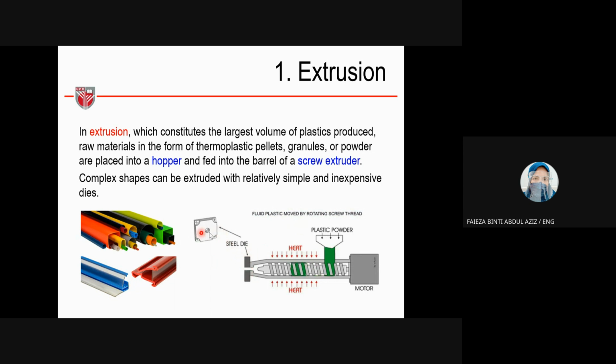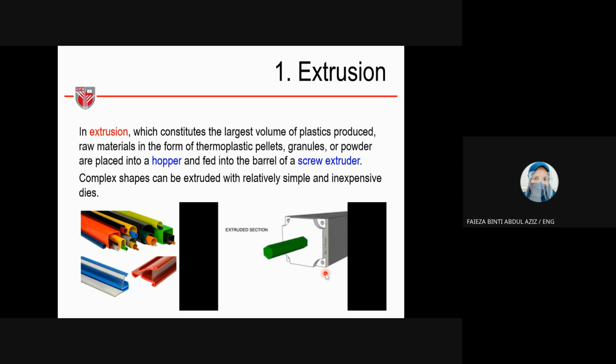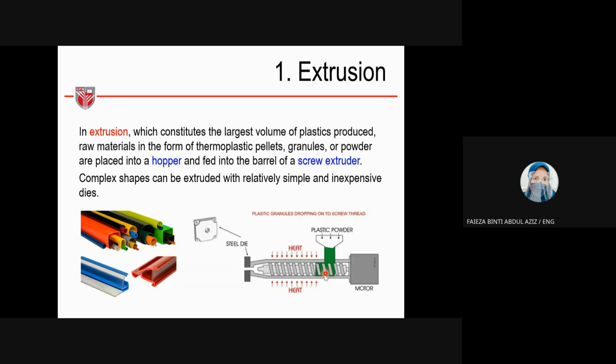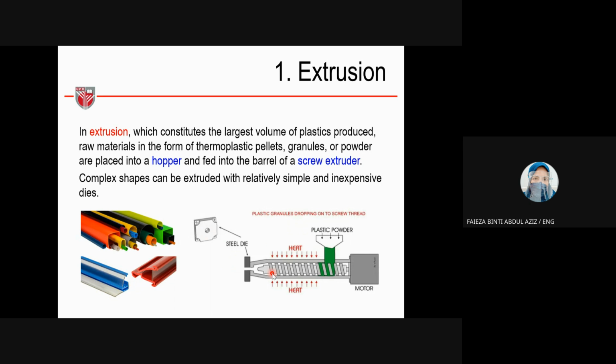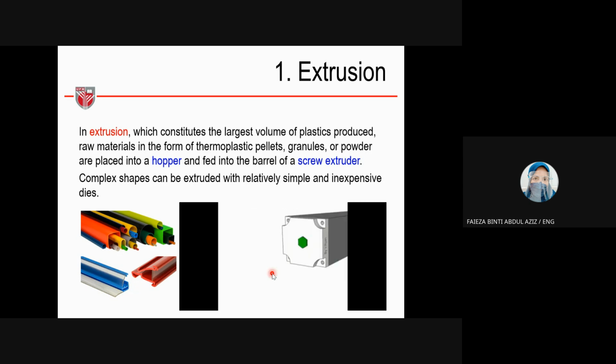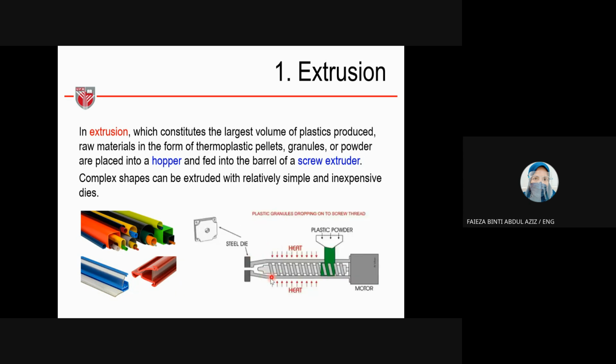This is the plastic powder, and then the extruder. Here you can see we apply heat. Let me go to the next slide so you can see clearly. The green one here is the part produced by extrusion.